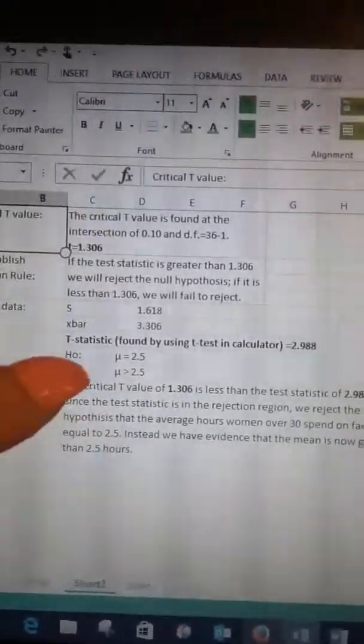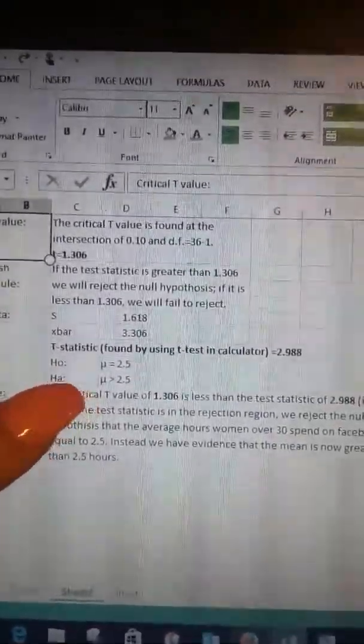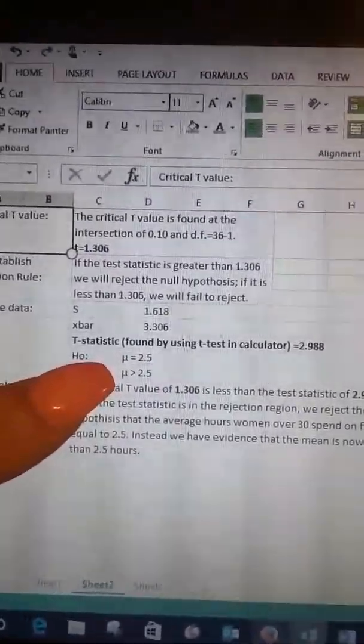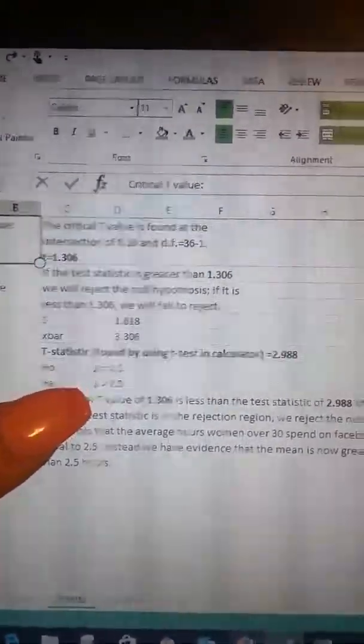I don't know why I put these down here. They're not supposed to be there. They're supposed to be up at the top when I was talking about my null hypothesis and my alternative hypothesis. And that's what those are.